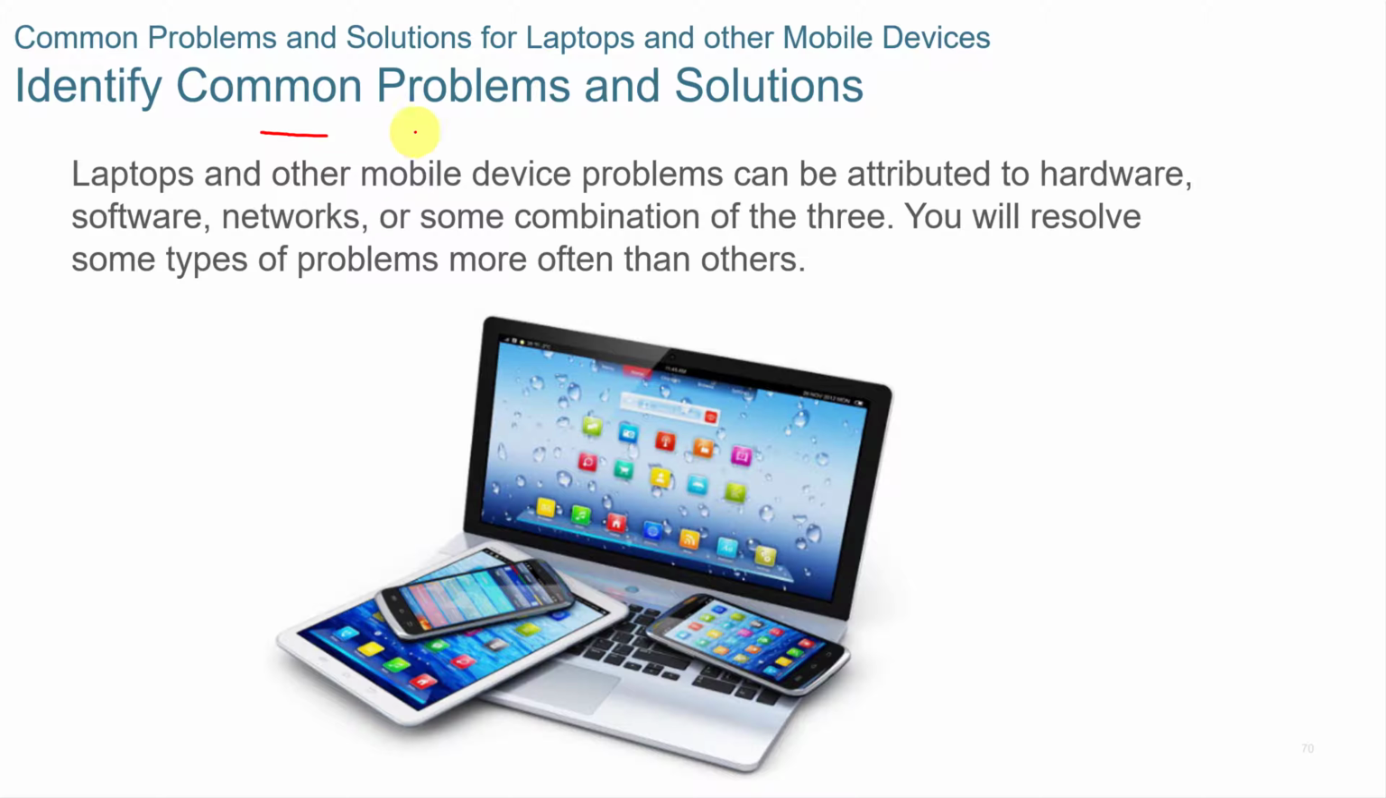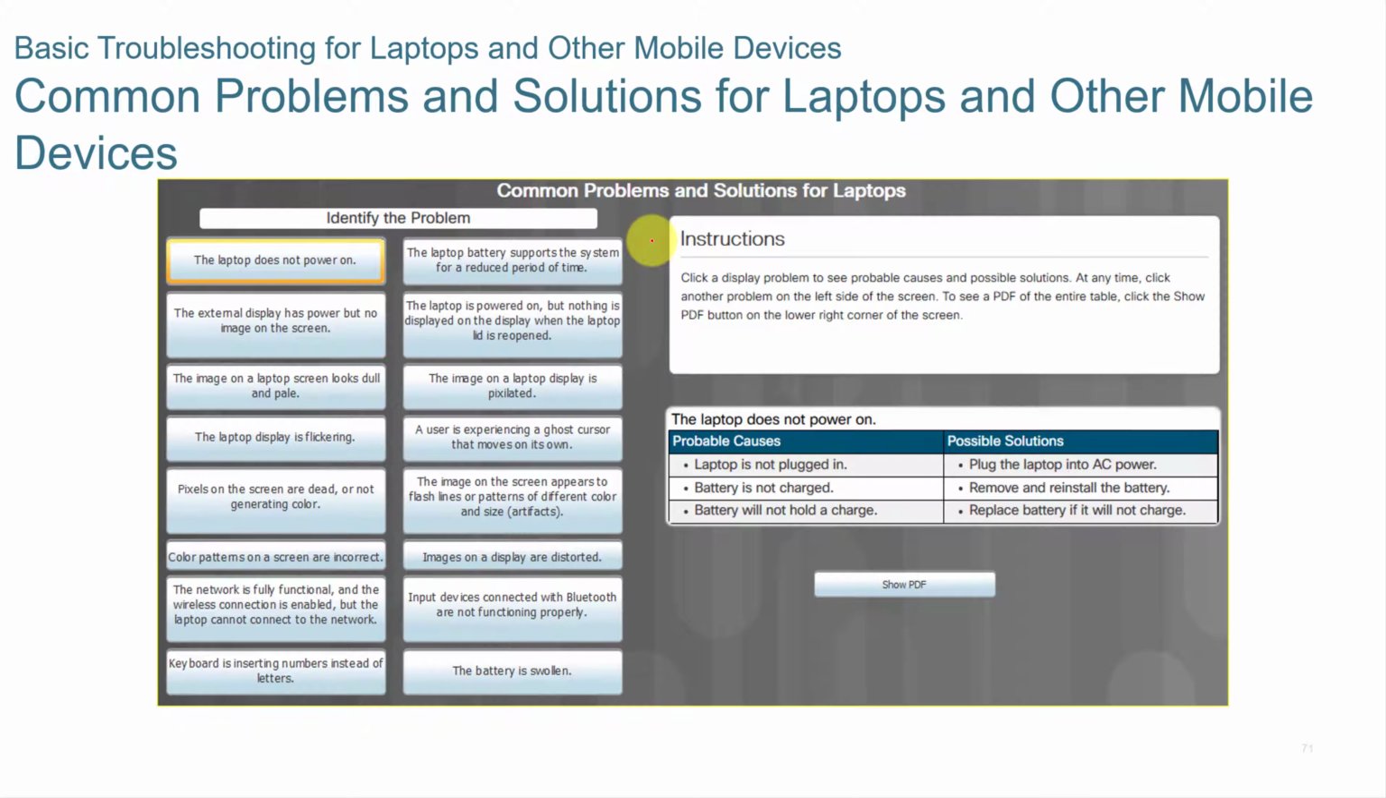And then for identifying common problems and solutions, laptops and mobile devices problems can be attributed to hardware, software, networks, and a combination of 3. And you'll resolve a lot of those problems more often than others. And here's some common problems that you may run into and some solutions. Checking to make sure the laptop is not plugged in, battery's not charged, battery will not hold a charge, plugging in the laptop, and then trying to figure out what the resolutions are.